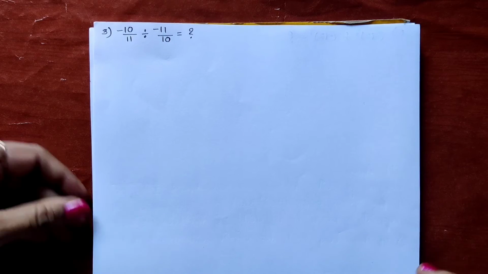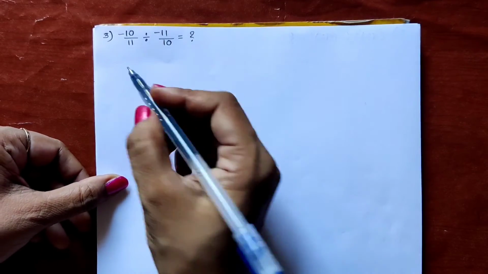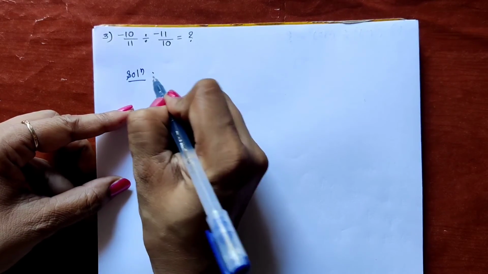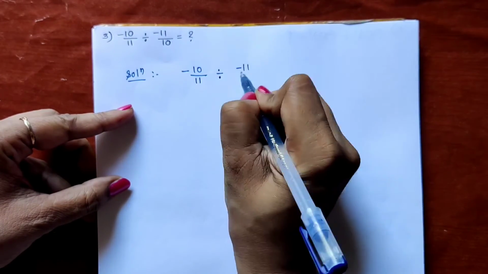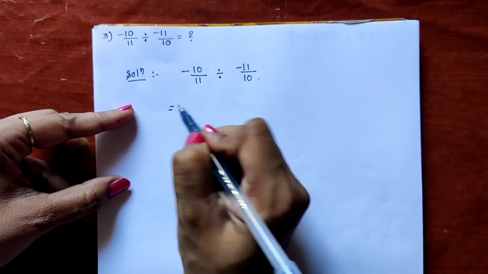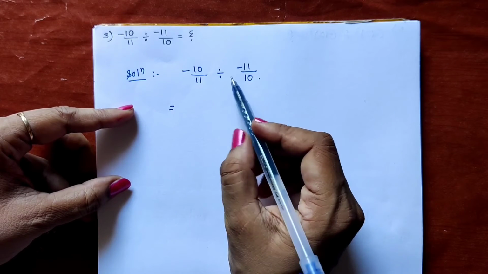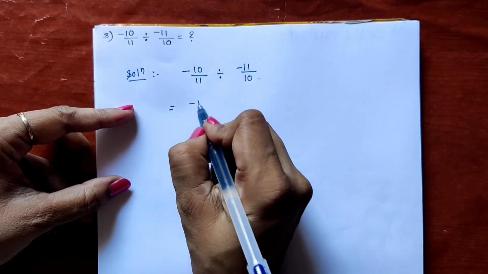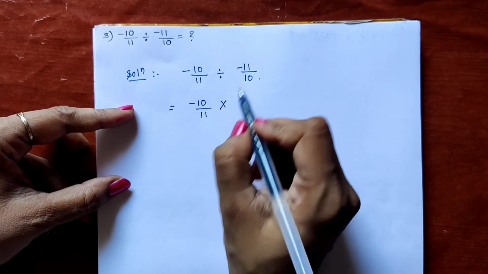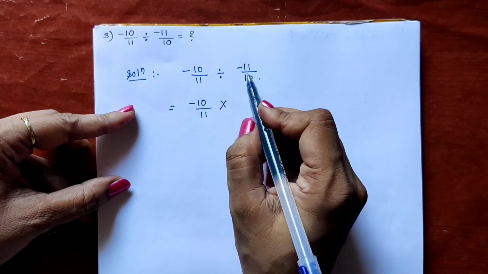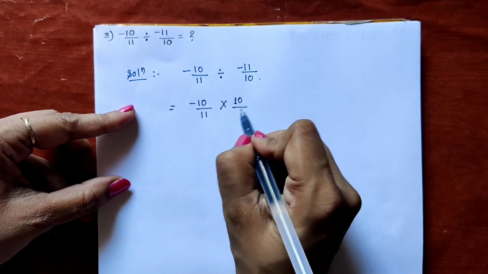In the next question, there is division of two fractions. Minus 10 upon 11 divided by minus 11 upon 10. So let us write this question once again in the solution. Minus 10 upon 11 divided by minus 11 upon 10. See children, we all know when there is division of two fractions, we have to convert this division into multiplication. While converting, we write the first fraction as it is, and we write the second fraction's reciprocal. So what is the reciprocal of minus 11 upon 10? It will be 10 upon minus 11.